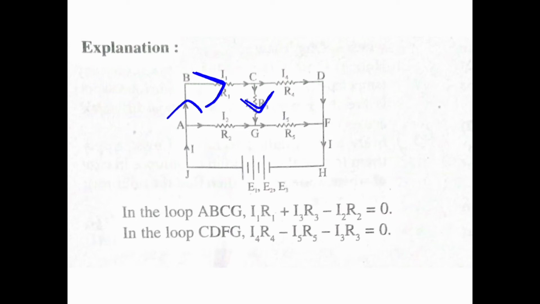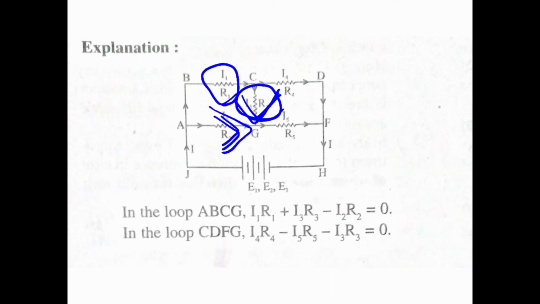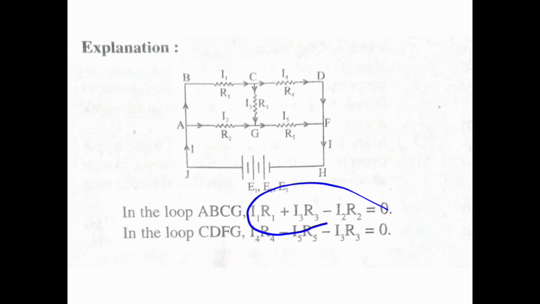As the direction is same, then we can write it is positive. Okay, so I1 R1 plus I3 R3, this direction is negative, as this direction is towards down, and it is towards right side, so the direction is opposite. So then we can write I1 R1 plus I3 R3 minus I2 R2 is equal to 0. Okay, this is your equation 2 we can write.